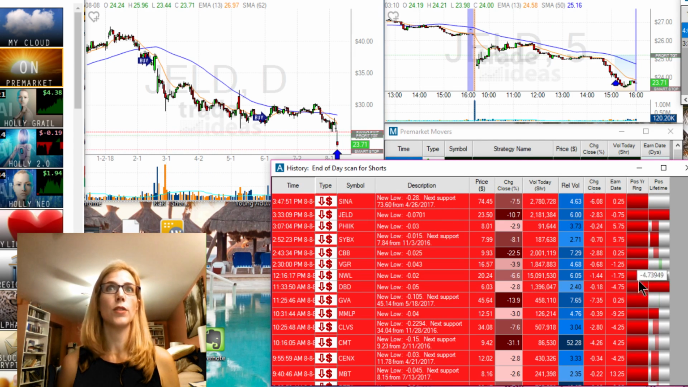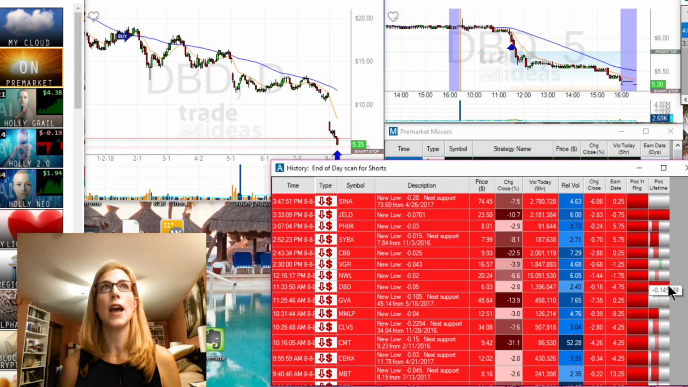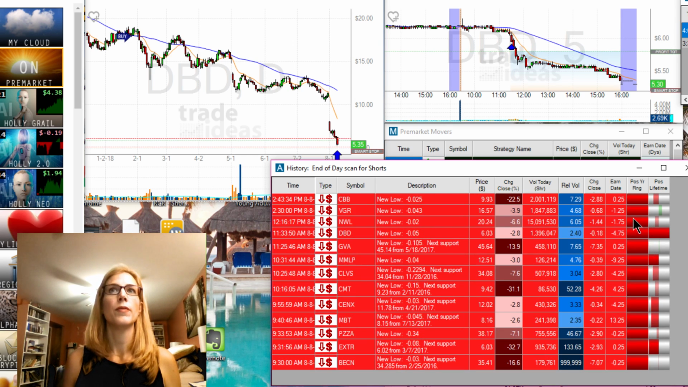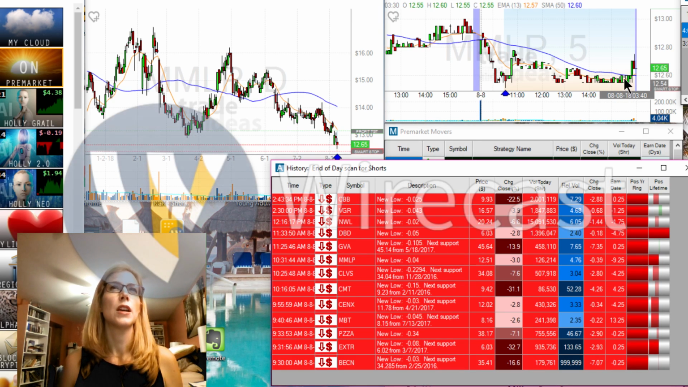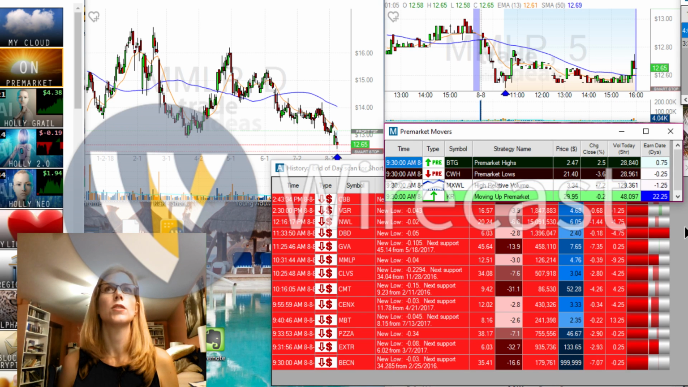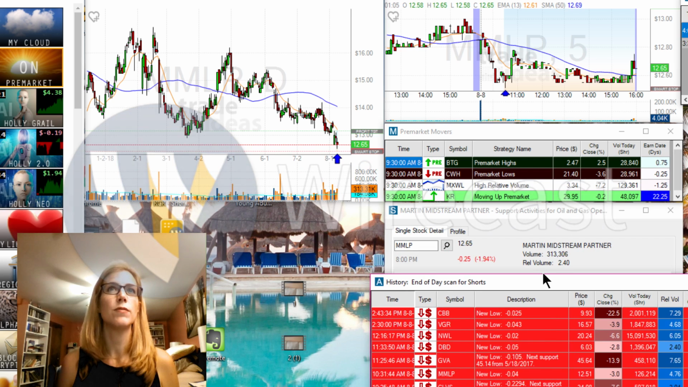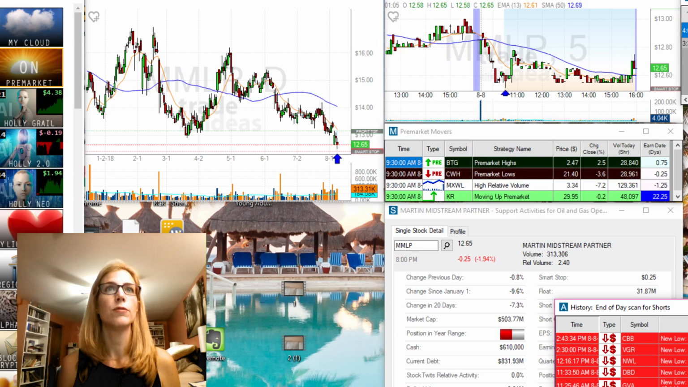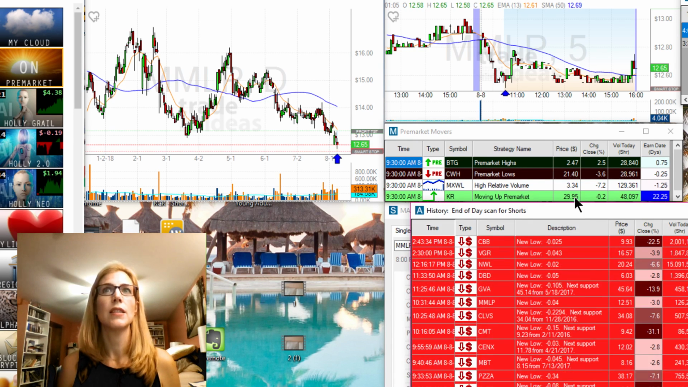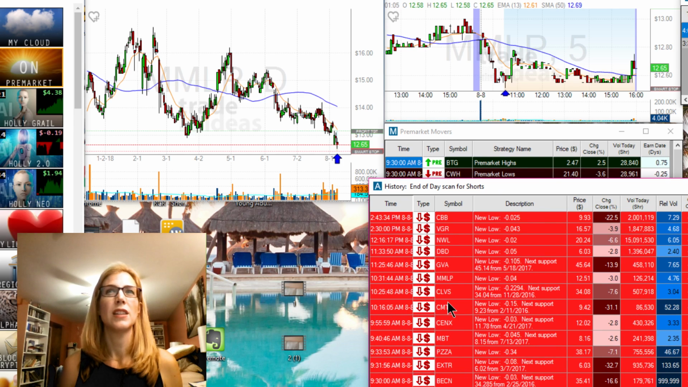So let's go ahead and look for other shorts for the day. I like this one because at the end, it's at the low of the year and low of the lifetime. So DBD, it's still above $5. Like I said, I don't really want ones that are less than $5. We've got MMLP. Let me just move this and look at the volume. Relative volume for the day was 2.4, and it has 31 million in the float. It had 313,000 shares traded. Like CMT, not really interested in it.